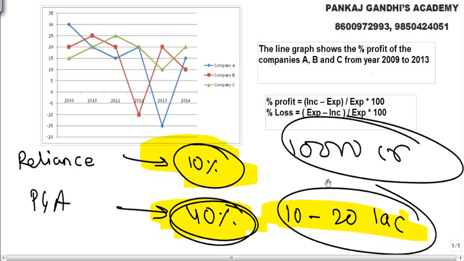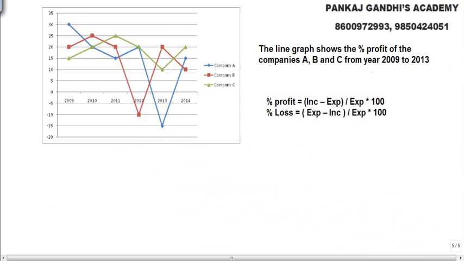In this particular year, percentage profit किसका कितना था? Simple meaning, in 2009 A का percentage profit, but amount पता नहीं. 2010 में percent profit of A is 20. Simply किसका कौन से साल में क्या percent profit था, not about amount. Please make sure these two line graphs you have properly understood. Very important. Now second part.